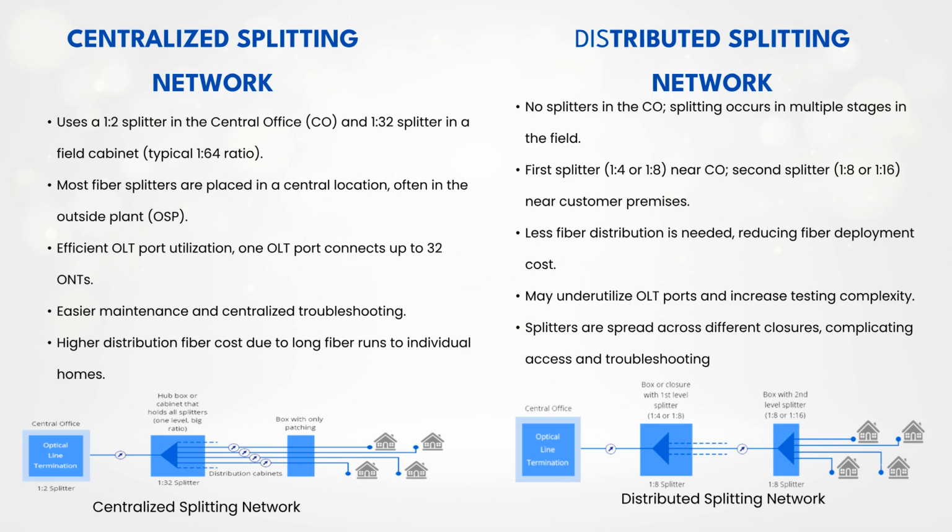Centralized splitting uses a 1:32 splitter in a field cabinet for efficient OLT port usage, but requires higher distribution fiber cost. Distributed splitting occurs in multiple stages in the field, reducing fiber deployment cost, but potentially complicating troubleshooting.